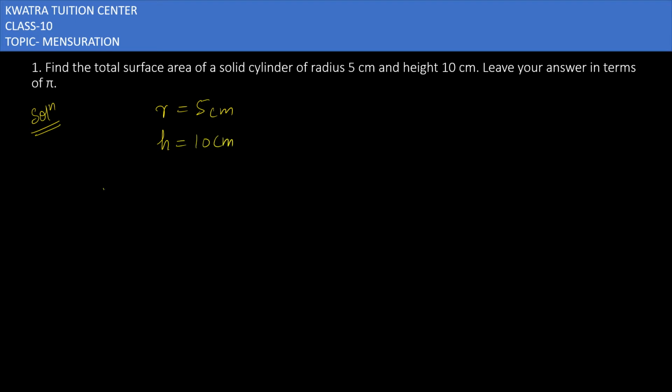The total surface area of a cylinder, what is it? It is 2 pi r (r plus h). Now you can put all the values in it. Don't put the value of pi, because they are saying leave your answer in terms of pi only. So it will be 2 into pi into r, which is 5. Then you have 5 plus 10. So you will get 10 pi.